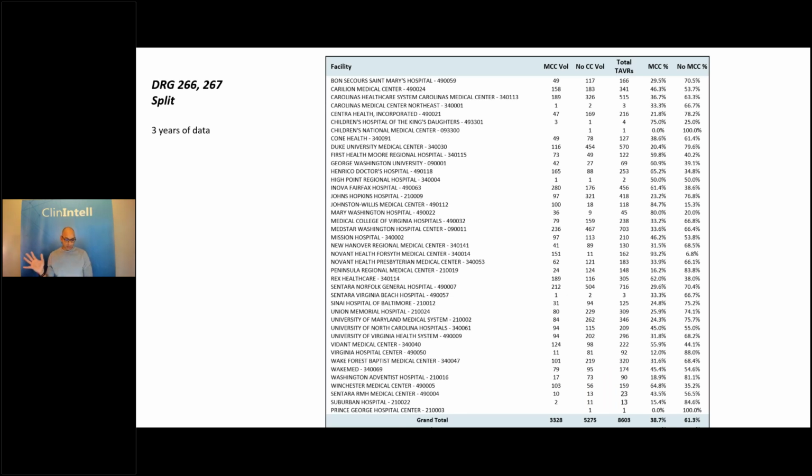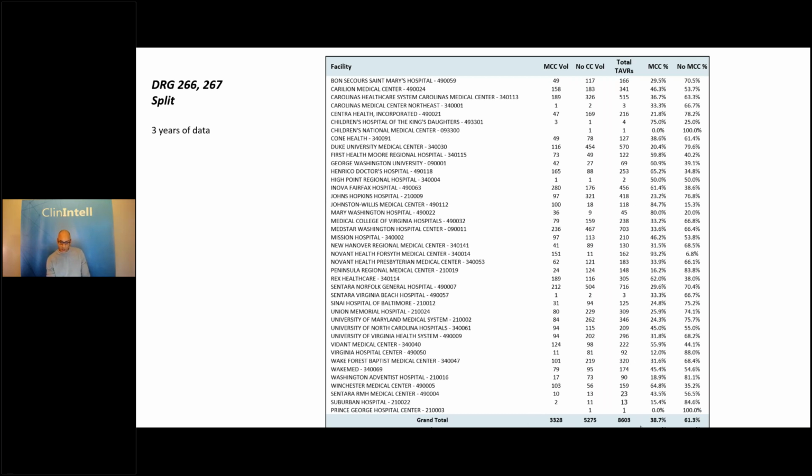So somebody brought this to me and they said, hey, Terrence, we have these TAVRs, right? We're doing these TAVRs at our organization. And we looked at the national data, which is what you see here. It's dumbed down a little bit, so it's not exactly the same, but it's 3 years worth of data. 3 years, good healthy sample size of the TAVRs, 266, 267. And when you look at the bottom there, you'll see that there's a grand total of MCC volume of 3,300. The hospital in question is only at 1,228.